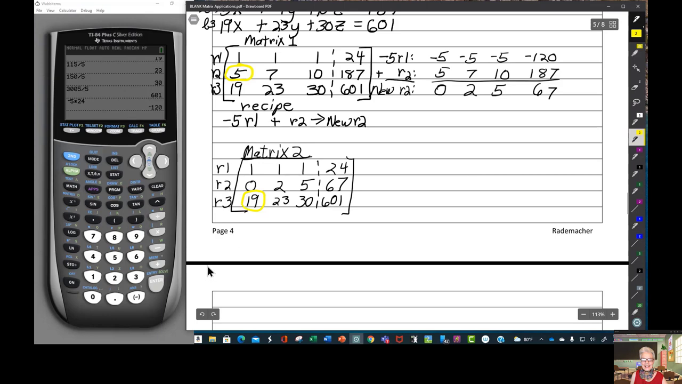Okay, now, my next goal is to put a 0 where the 19 is. And I'm afraid there is no choice. I'm going to have to multiply every number in row 1 by negative 19. So here we go. Here's the recipe. Negative 19, that's going to be painful. Negative 19 times row 1 plus row 3 will give me the new row 3.